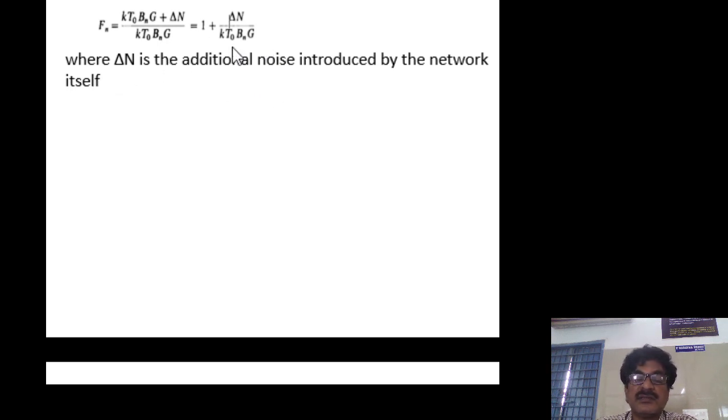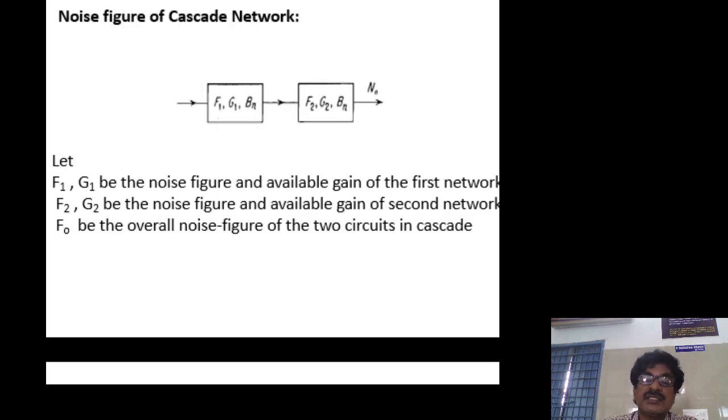Where delta n is the noise introduced by that network only, and this is the amplified noise. The sum of these two represents the total noise available at the output. The denominator is the amplified noise, so that it comes out as 1 plus like this. From this we can express delta n as kT0BNG into Fn minus 1.